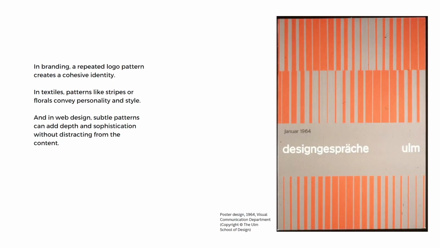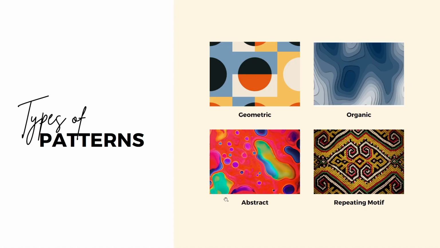So in branding, like we just said, that repeated logo pattern is going to create some sort of cohesive identity. If you're someone who works in textiles, it could be like stripes or florals. This could be showing some sort of personality or style. In web design, there could be subtle patterns that add depth and sophistication, and it's not going to distract from the content. All of these are going to be unique and vary, but they're all going to reinforce your design and whatever message you're trying to get out with your design.